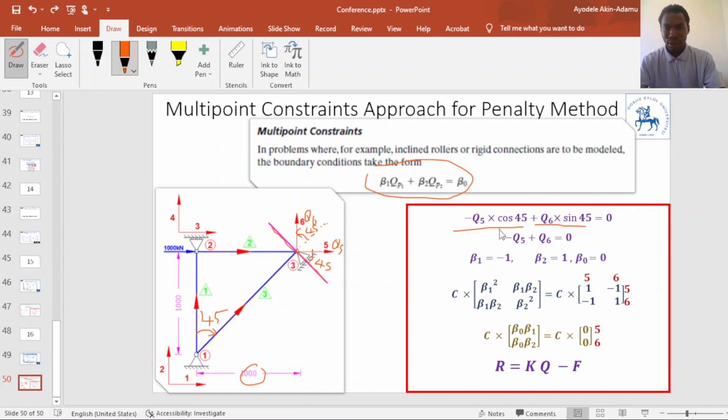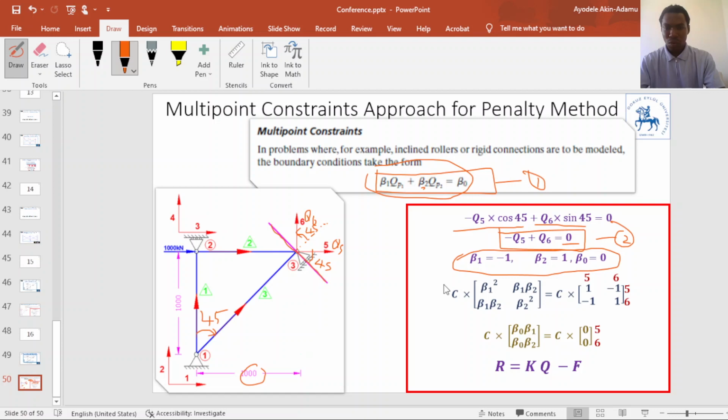So this equation is actually very similar to equation one. If you compare these two equations, you can see the coefficient of Q5, which is beta 1, equals minus 1. The coefficient of Q6, which is 1, equals beta 2. So beta 2 equals 1. B0, the value on the right-hand side of our equation, is 0. So B0 equals 0. This is actually what we're looking for, these beta coefficients.